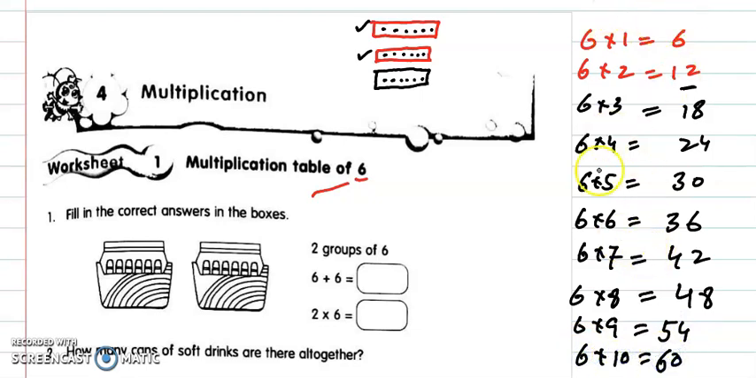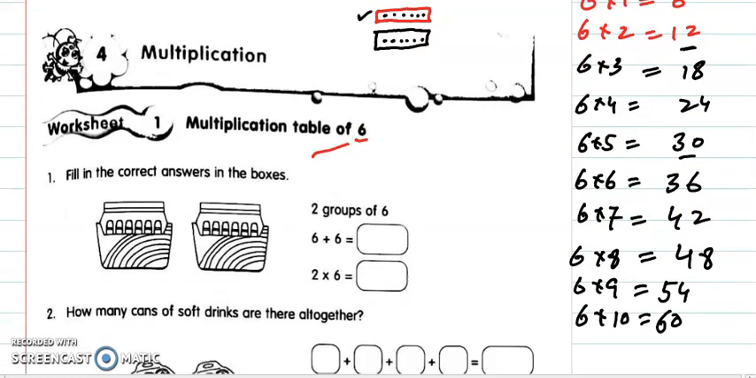So this is the whole table of 6, but basically you need to know what it means when we say a particular number. For example, if I'm saying 6 times 5, it means we have 5 groups and each group is having 6 members. So if we have 5 groups, each group of 6, then the total will be equal to 30. If I say 6 times 7, it means we have 7 groups and each group is having 6 members. So that will give us a total equal to 42.